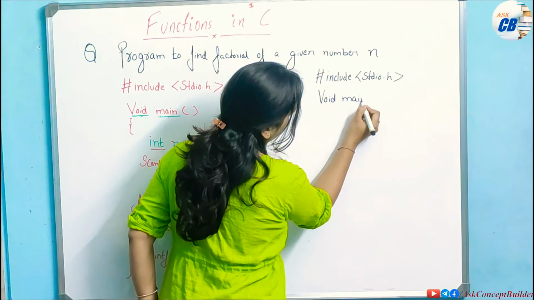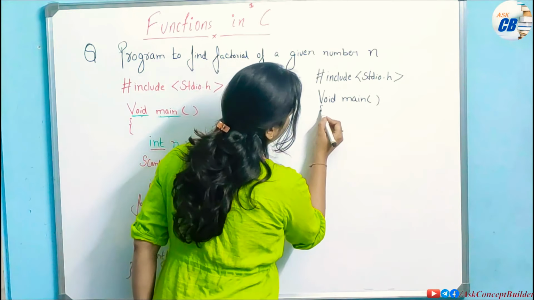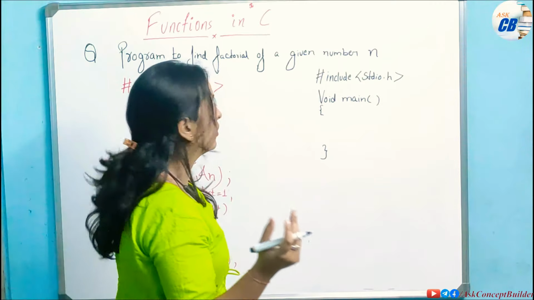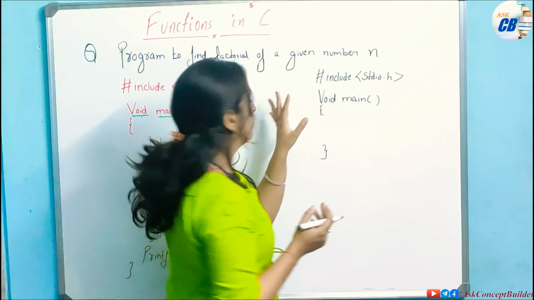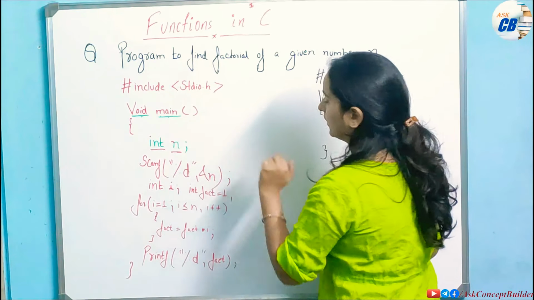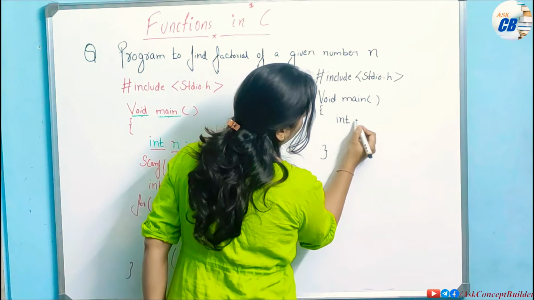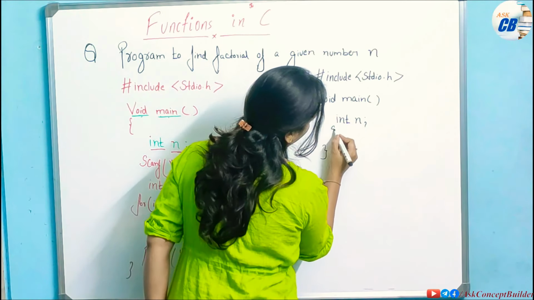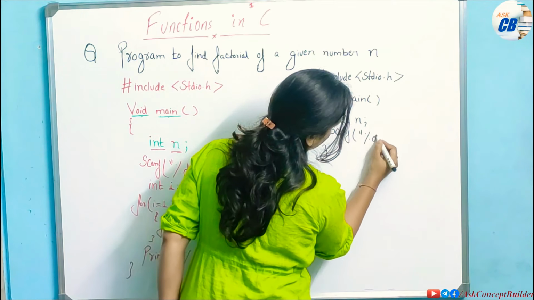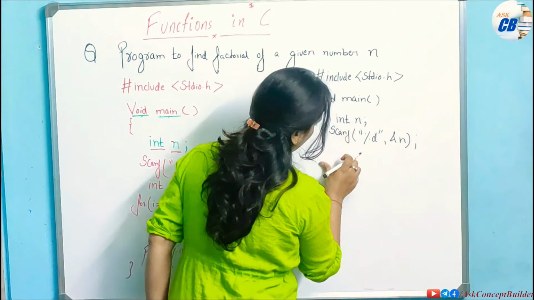Your program will always start from your main function, and all the statements you want, you have to write inside this main function. Now we want to find the factorial for a given number. So the same way, we have to take the variable n. I will declare an integer variable n here, and by this scanf statement, I will take the input from the user. Up to here our program is the same.